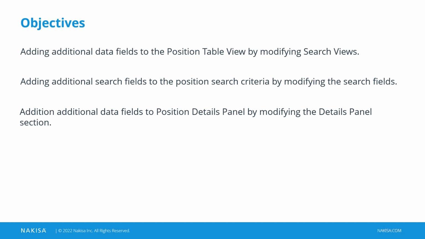The second objective is to showcase how to modify the position search criteria. So, Nakisa HR Suite allows its users to search for the org position and employee objects based on a predefined list of search fields. And here we will see how to enable or disable certain search fields. And the last objective is to showcase how to add additional data fields to the position details page.